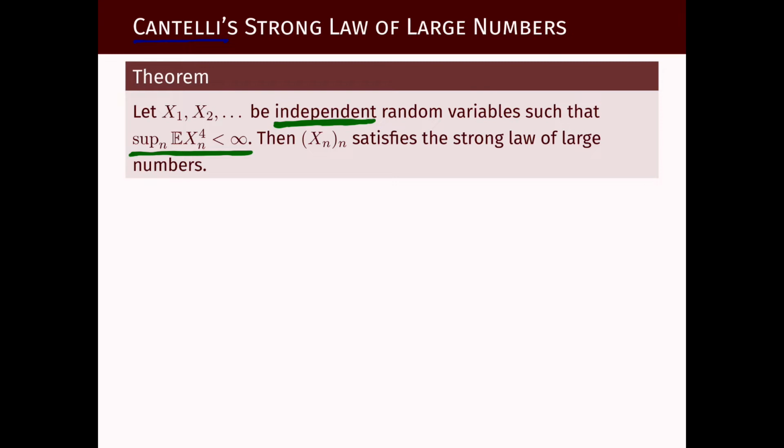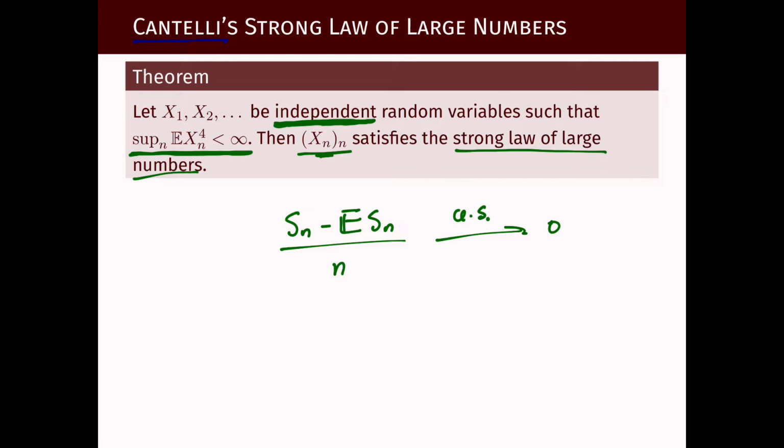However, the conclusion is stronger; we will see in an upcoming video lecture that it is stronger. It concludes that xn satisfies the strong law of large numbers, meaning Sn minus the expectation of Sn, divided by n, will converge to 0 almost surely as n tends to infinity. So let us now see the proof of Cantelli's law of large numbers.